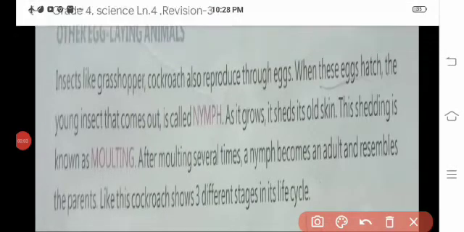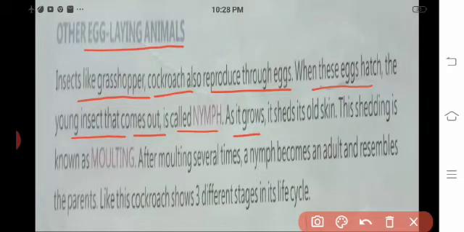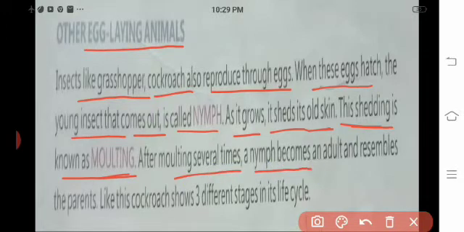Other egg-laying animals. Insects like grasshopper and cockroach also reproduce through eggs. When these eggs hatch, the young insect that comes out is called a nymph. As it grows, it sheds its old skin. This shedding is known as molting. After molting several times, a nymph becomes an adult and resembles the parents.